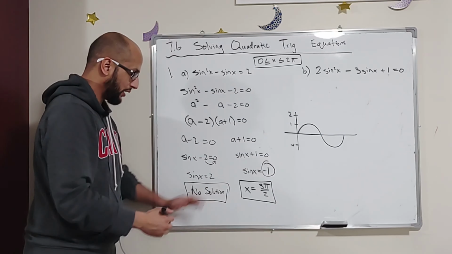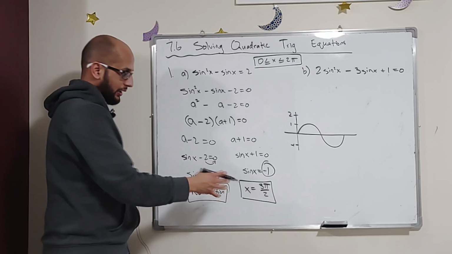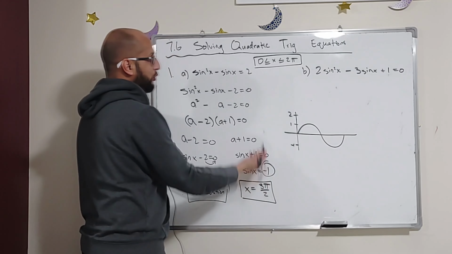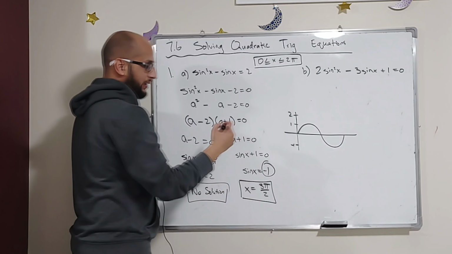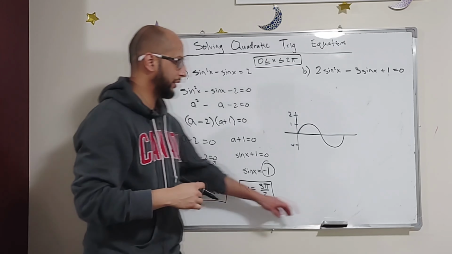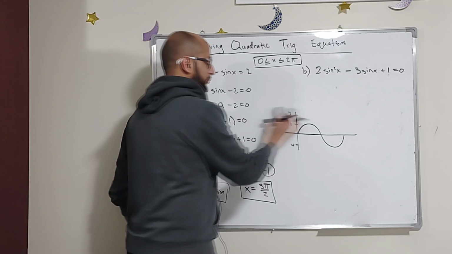So we can ignore sine x equals 2 completely in our solution, and we know the only solution between 0 and 2 pi is 3 pi over 2. And we're done with that question. Let's get to the second one.